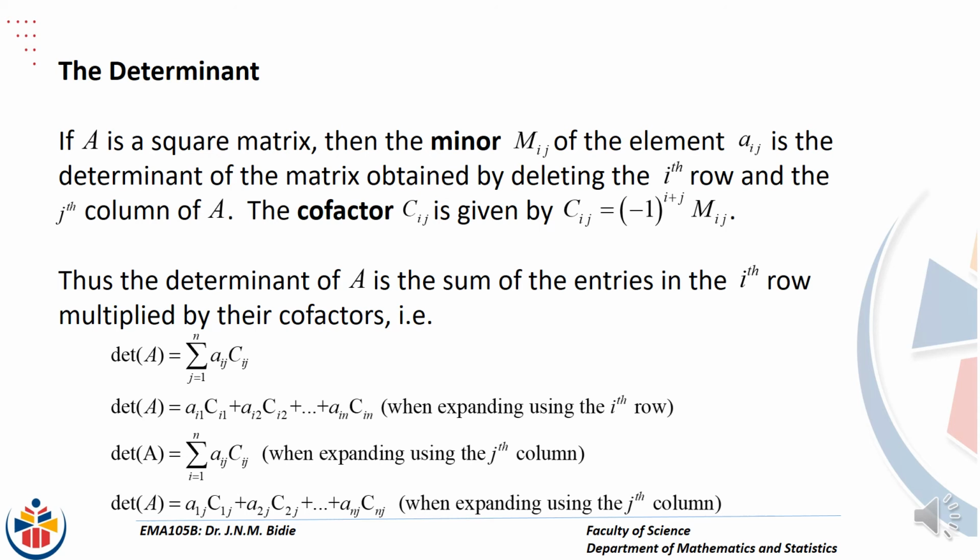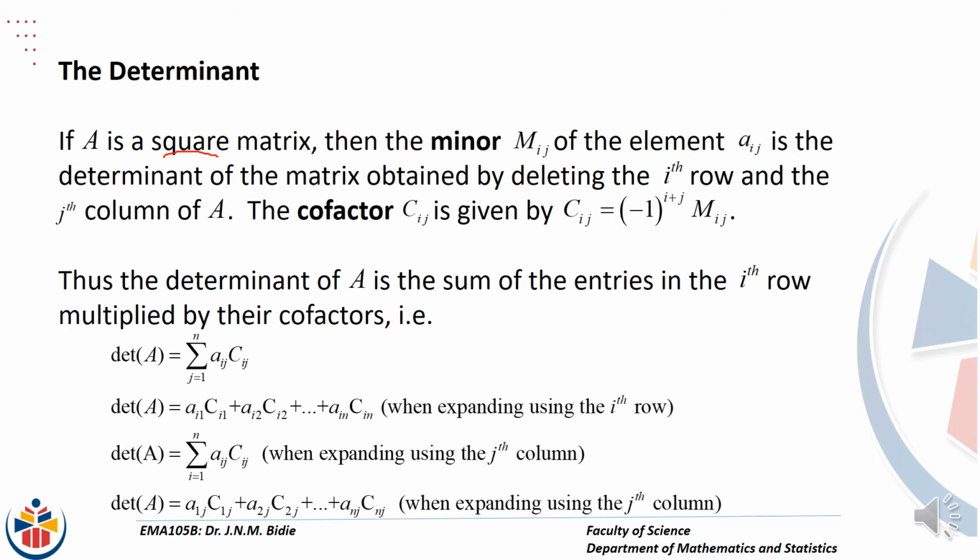Now we go on to the determinant. Note that we can only find the determinant of a square matrix. That is a matrix with an equal number of rows and columns. One of the methods that can be used is using the minors and cofactors.